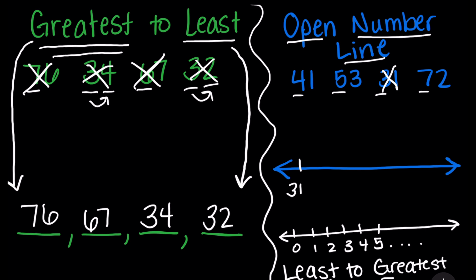Now, because it's a number line, I want to do the other landmark number. So which one is the greatest in this list? 72. Let's put 72 as our other landmark number. Now, we have to place the other two numbers from least to greatest in the middle. So the least would be 41, and I'm going to put it a little far away from 31. And then 53 is the only number left, and it belongs in between 41 and 72.